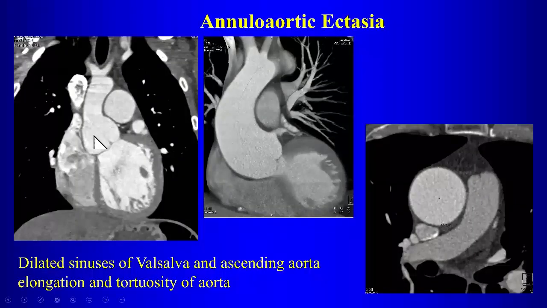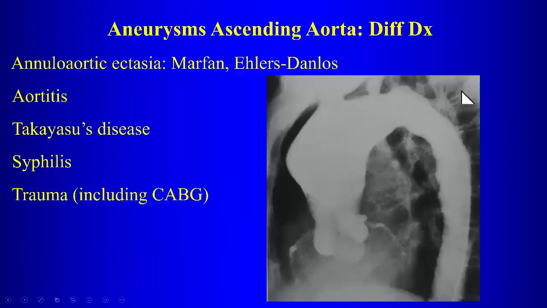So here are some more examples. You have dilatation here going down to the sinuses of Valsalva, another very nice example. And then here there's also dilatation of the ascending aorta above the sinus of Valsalva. So these are examples of annulo-aortic ectasia, with a nice tulip bulb sign.